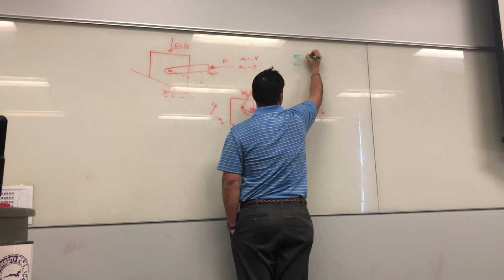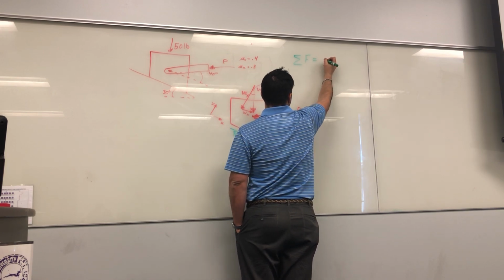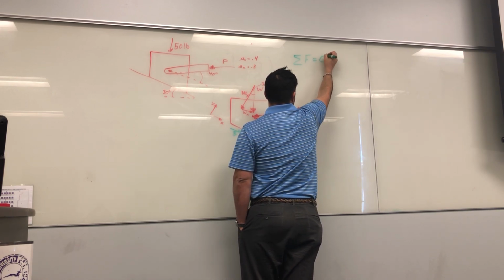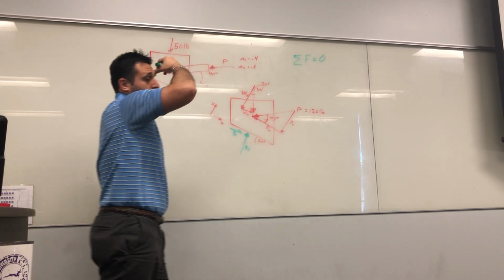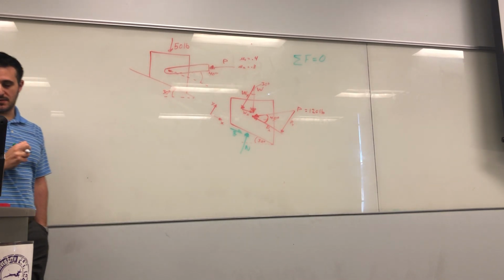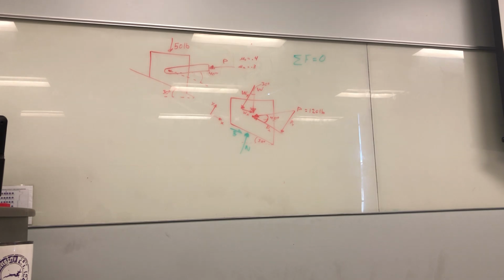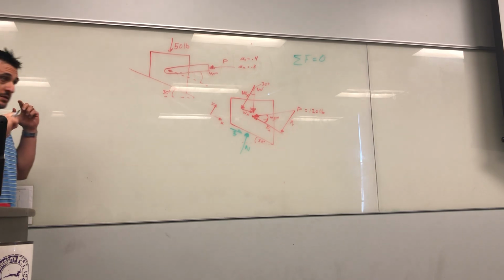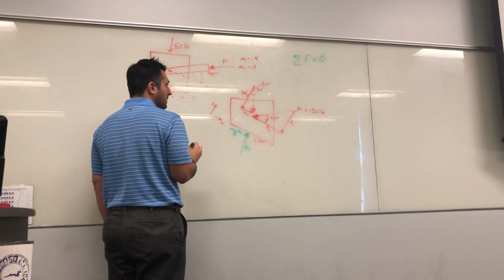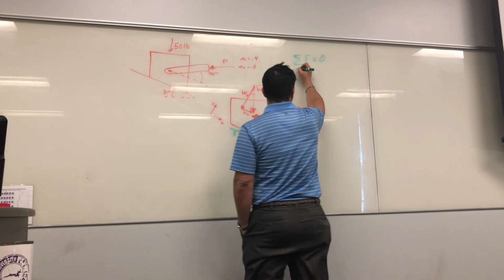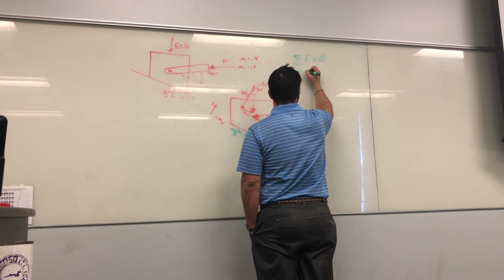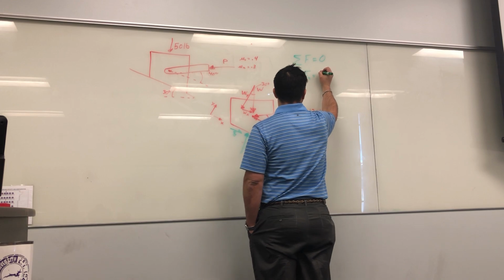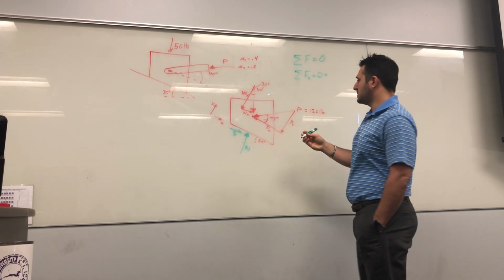Overall, the equation that we're going to use is the sum of my forces is equal to 0. Okay? So I can write this in the x and the y direction. I'll write this in the x direction right here. So the sum of my forces in the x direction is equal to 0 is equal to what?